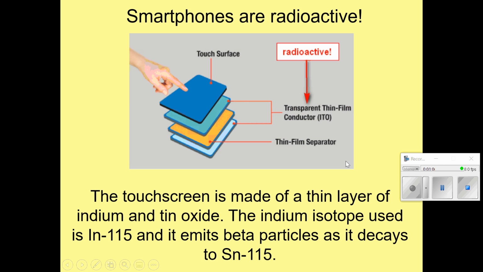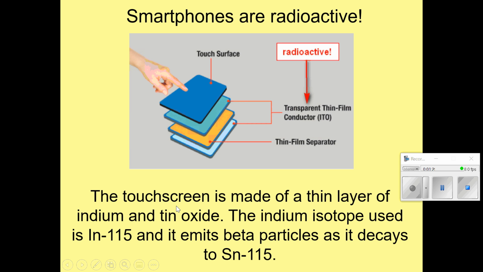I also want to mention that there are different isotopes that are radioactive, and even your smartphone has radioactive isotopes. And we'll learn more about what it means when something's radioactive, and how it doesn't mean that it's dangerous and you need to get rid of your cell phone. But we'll talk about that more in the next lesson.